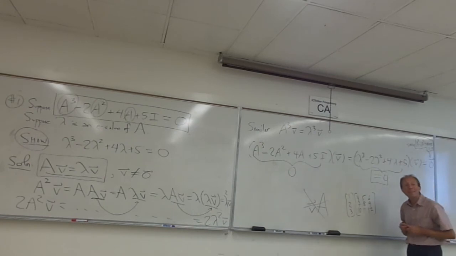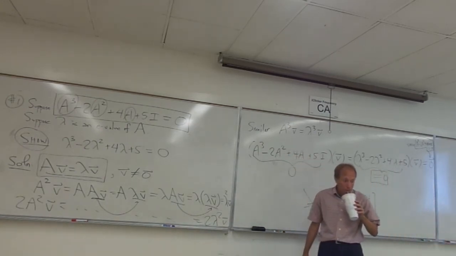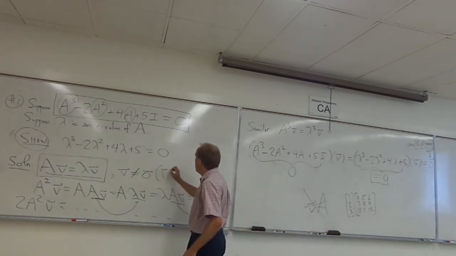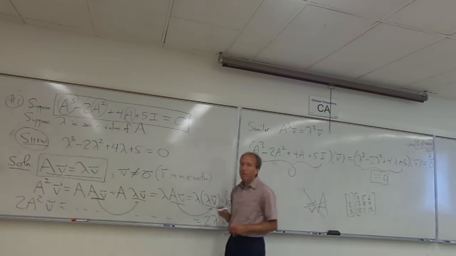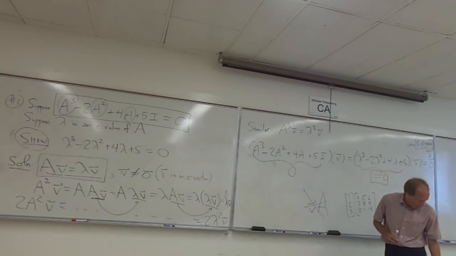Yeah, go ahead. So in this particular problem, the reason we knew the vector v was not equal to 0 is because in Av equals lambda v, v is an eigenvector, which is never 0. Okay.